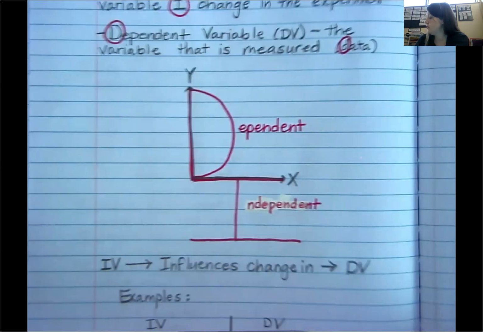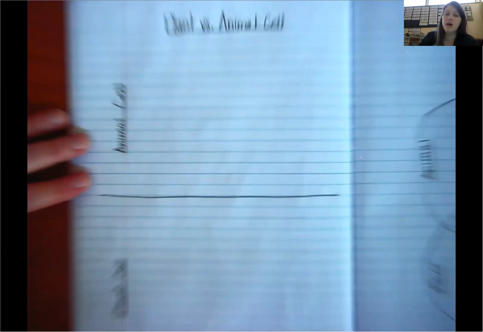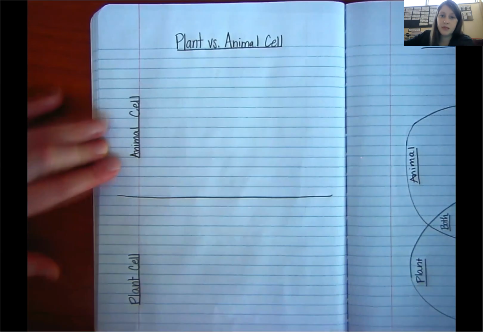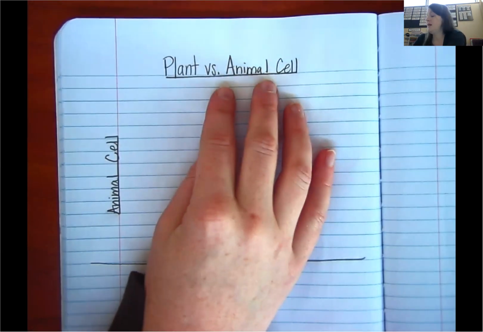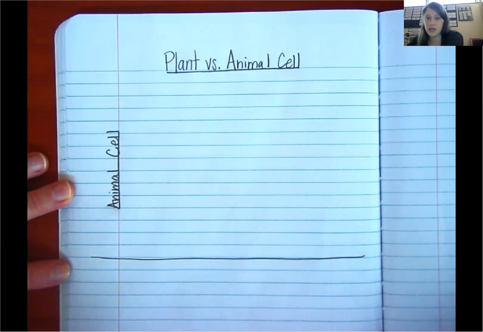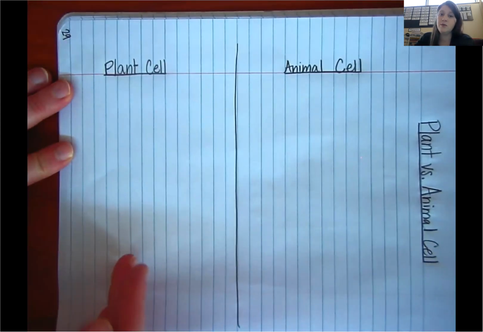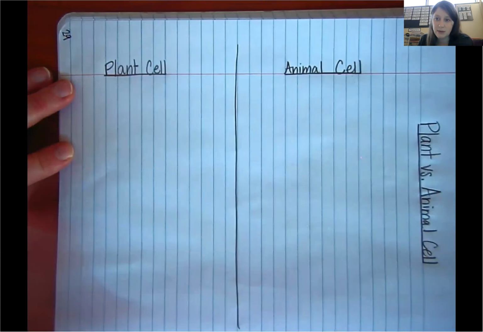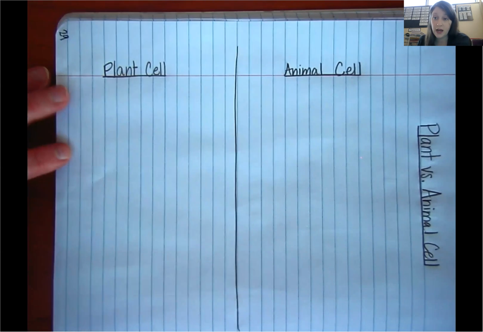We are going to skip over to page 29 in our notebooks. So I'm going to have you set up the page first. The title is plant versus animal cell, just like the table of contents said. And then I find it helpful for space reasons to turn it to the side and label one side plant cell and one side animal cell. Try to get it as even as possible. You're going to need plenty of space for actually drawing out each cell.